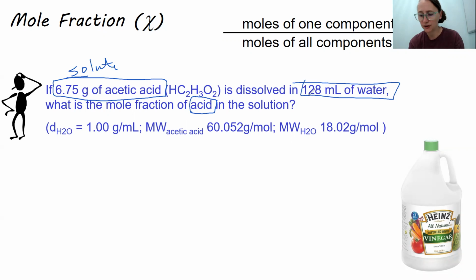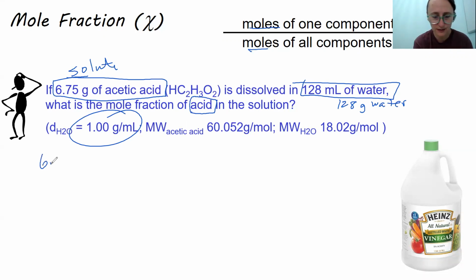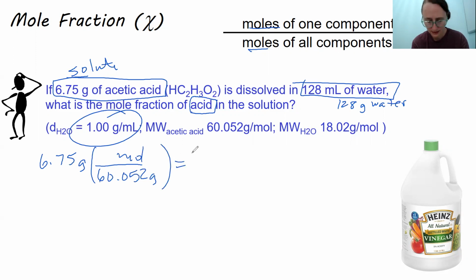And then we have our water. Remember, the density of water is 1 gram per mil, so that means we have 128 grams of water. And in this case, we need the moles of everything. So let's start with the solute. We have 6.75 grams of acetic acid, and the molar mass of acetic acid is 60.052 grams per mole. And that's going to give you 0.1124. Remember to try to carry all the digits in your calculator.